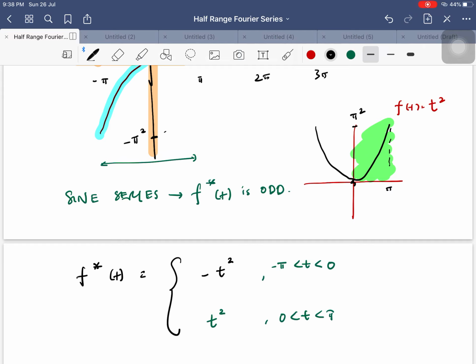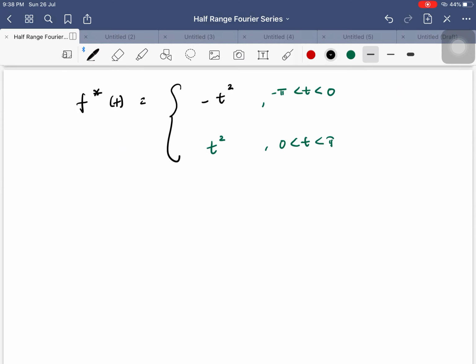And of course, the distance from negative pi to pi will be a distance of 2 pi. So therefore I'm going to write the bit about the period. f star t is going to equal f star of t plus 2 pi. So that is going to be the function.